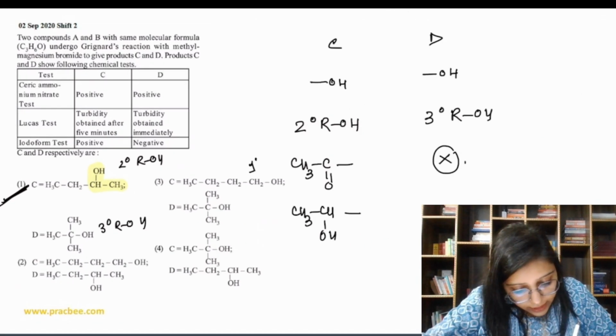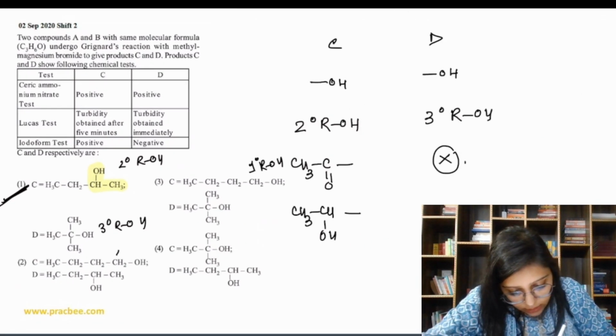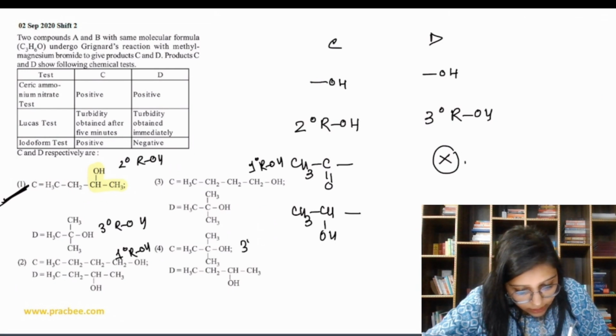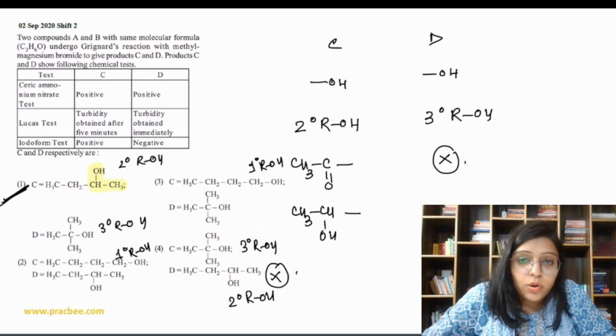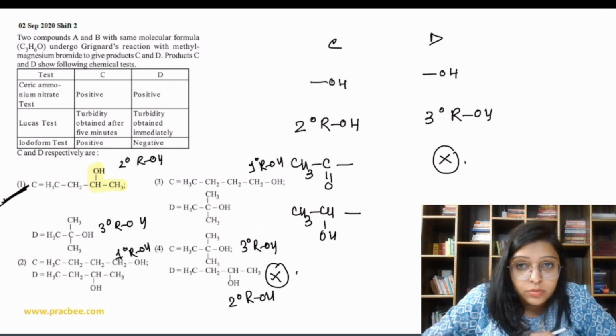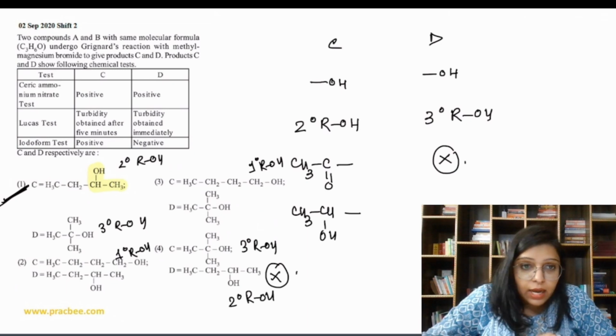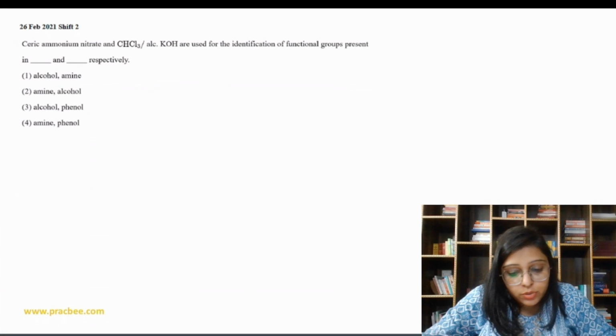Because see, this is 1 degree alcohol, it will not work. This is again 1 degree alcohol, no. Okay? So this is 3 degree alcohol and D is 2 degree alcohol, no. D should be 3 degree alcohol while C should be 2 degree alcohol. So option 1 is going to be the correct answer. Now moving on to the next question.